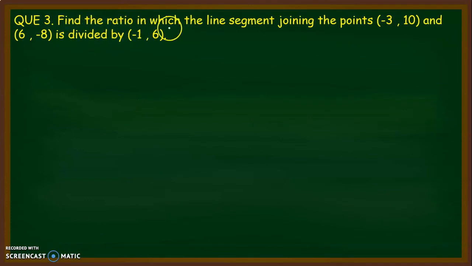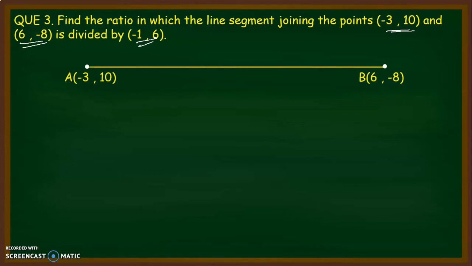See the question number 3. Find the ratio in which the line segment joining the points (-3, 10) and (6, -8) is divided by point (-1, 6). So here 2 points are given. First point (-3, 10) and another point (6, -8). And the line joining those 2 points is divided by the third point, that is C, equal to (-1, 6). So here we want to find out the ratio.